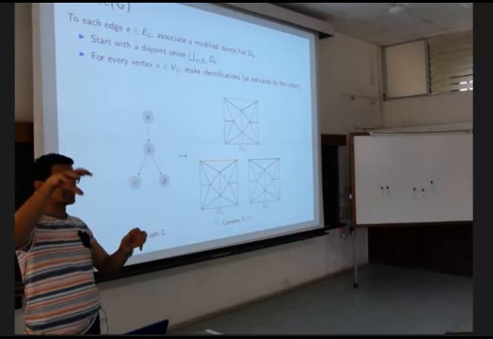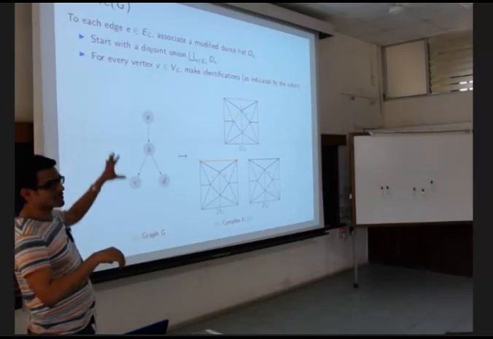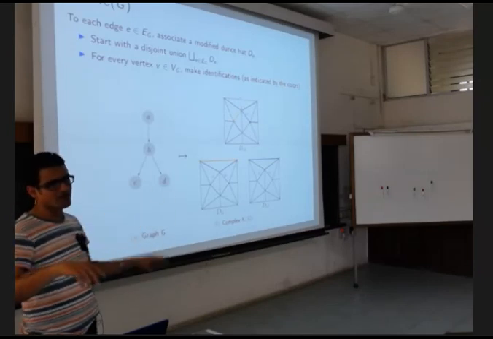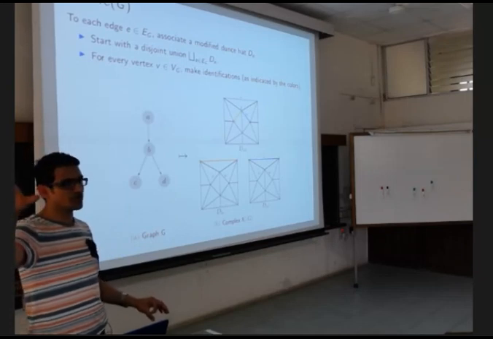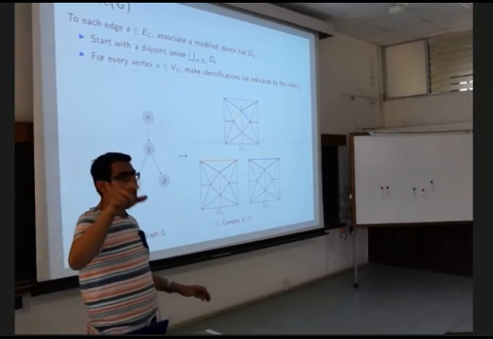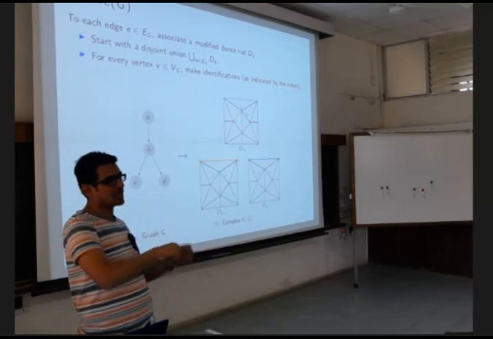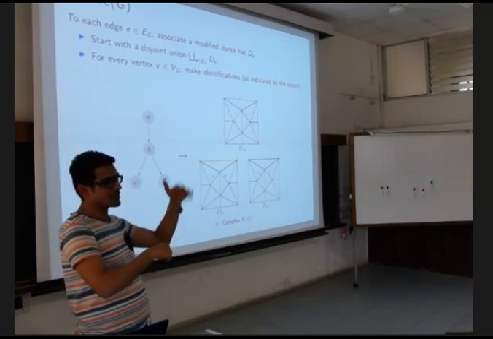For every vertex you go and see, you make identifications. So this is shown only for one vertex, but let's say you have a big huge graph. First you start with a union of dunce hats, one for each edge. Then you look at every vertex and start making identifications based on incoming and outgoing edges.